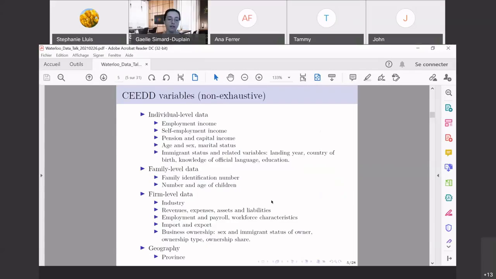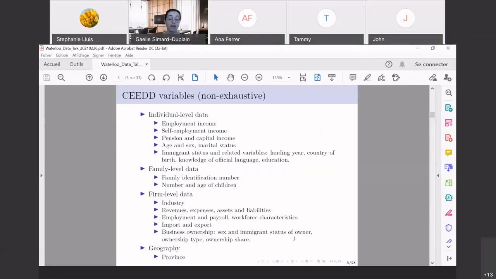On the family side of things, we have this family identifier, which is key to identify spouses, but also parents and children. And then we have quite a bit of information on children. We have their actual age and the number in each age category, so we have a good idea of family composition. And this comes from the personal income tax side of things.